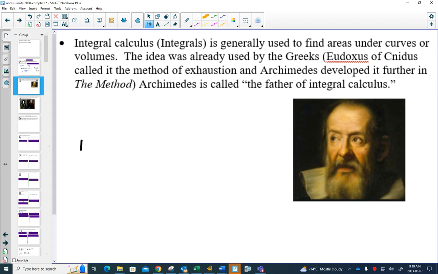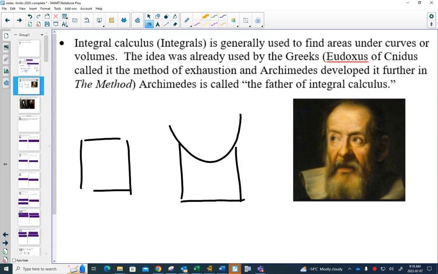So, for example, you know how to find the area of a square or a rectangle. You've got length times width. You've got a formula. But if all of a sudden I take a parabola and say, what's the area under that parabola? You're like, ooh, that curve is kind of awkward. So what Archimedes did with his method of exhaustion is he said, well, if we split this into 4 rectangles like this, that's a pretty good estimate, but not perfect.